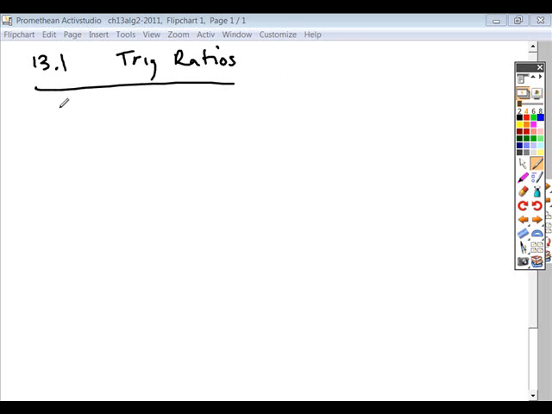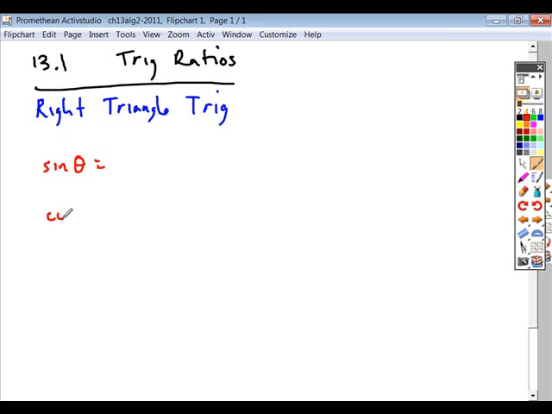Right, the trig ratios that we're going to start with are all based on right triangles. And there's three main ratios that you should be aware of: the sine, cosine, and the tangent.